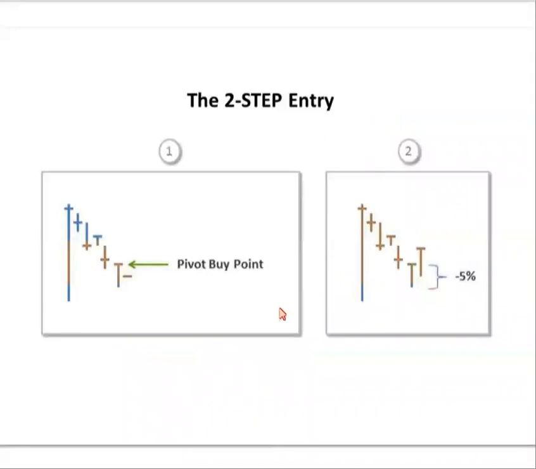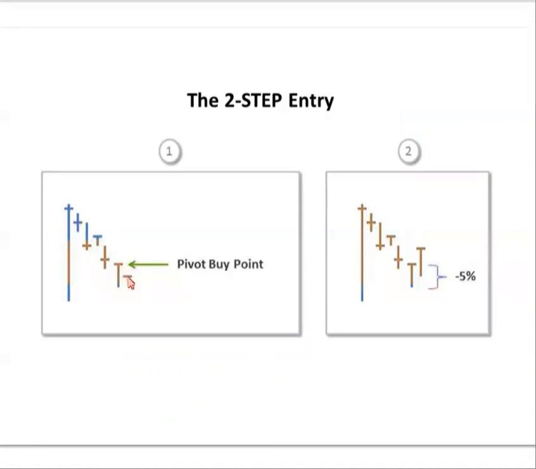But there are two types of entries that I use. One is called the two-step entry. The two-step entry is very simple. You pull back, and then you'll usually get some type of reversal, sometimes where you close either at the high or sometimes in the middle of the range, but you'll get some supportive action off the lows. And the next day, the stock will trade lower within the range.